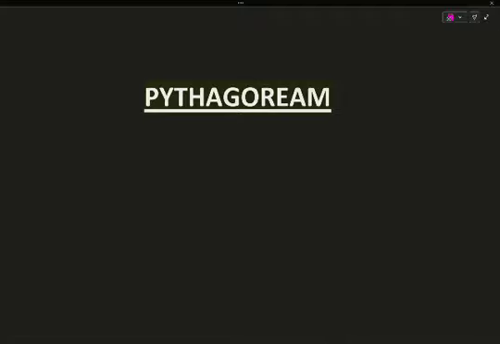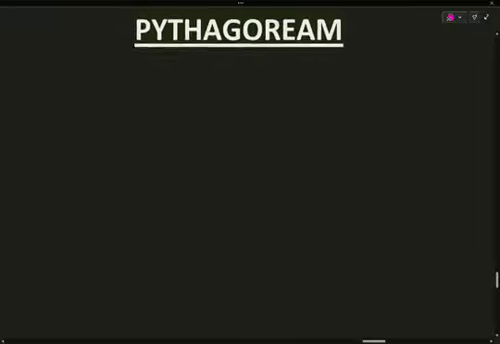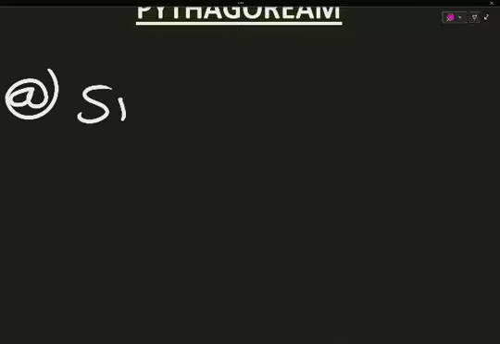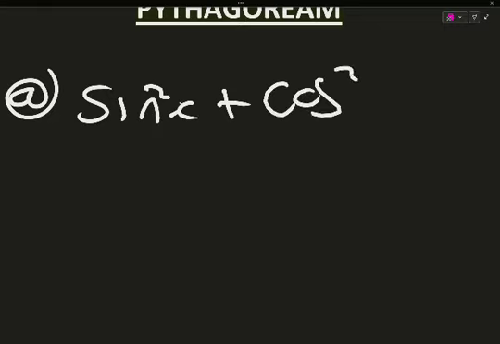So the first one, sorry for that. The first identity is simply, this is our first identity, sine squared x plus cos squared x is equal to 1. This is a very important identity. You have to know it by heart.